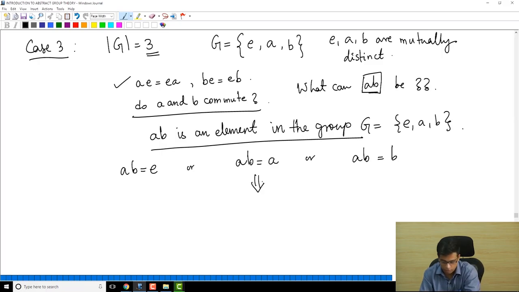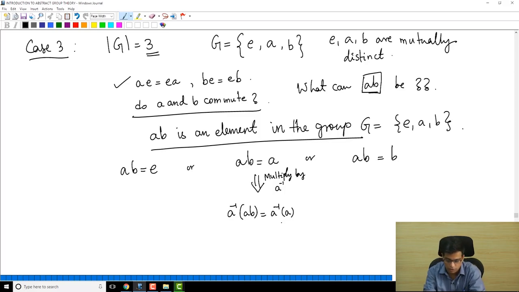Now, I am going to invoke a very important property that we have in a group that we discussed in an earlier video, namely the cancellation property. So, if AB equals A, multiply both sides by A inverse. So, we have A inverse AB, A inverse A.